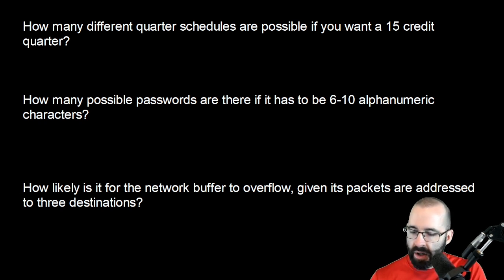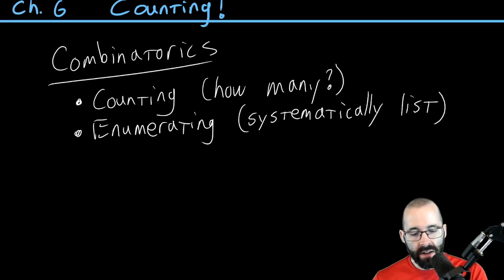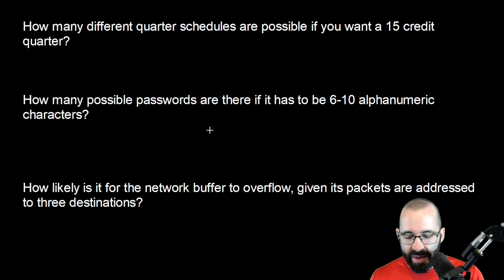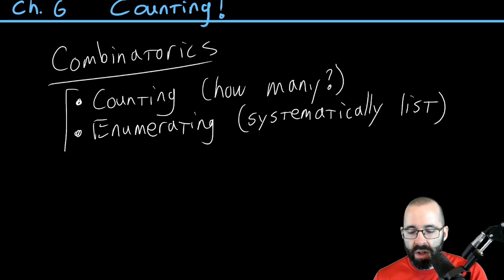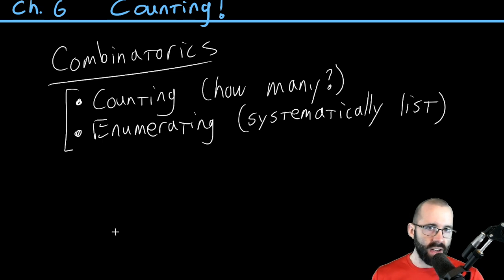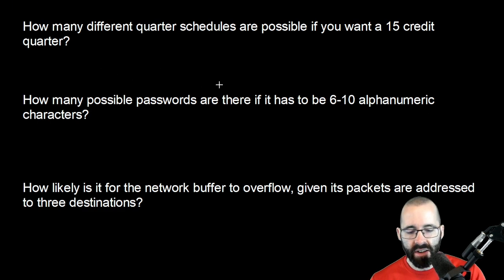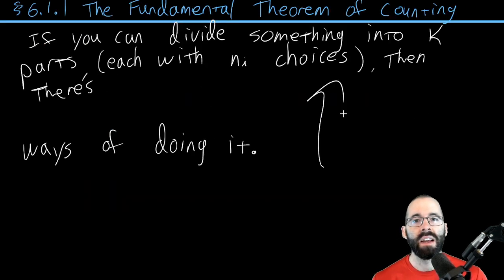Okay, so we're going to start off with the fundamental theorem of combinatorics. I'm still a little sick. My brain's not at 100%. But before we do that, I do want to quickly mention that one of these is not always easier than the other. Sometimes counting is going to be easier. Sometimes enumerating is going to be easier. It really kind of depends on the situation. All right, let's get into the fundamental theorem of counting.